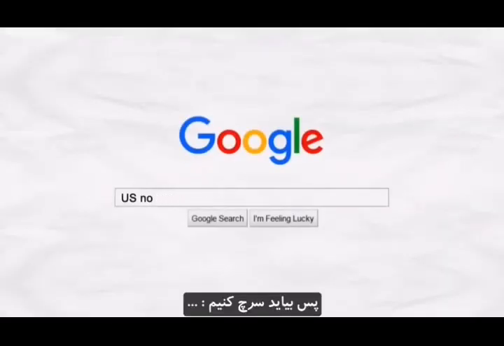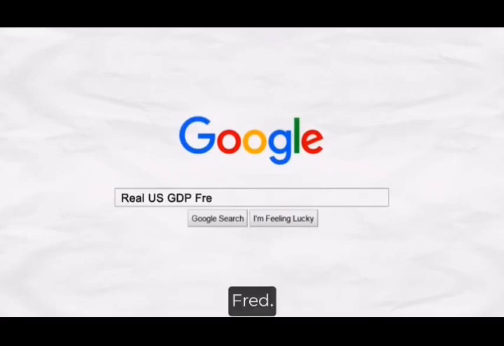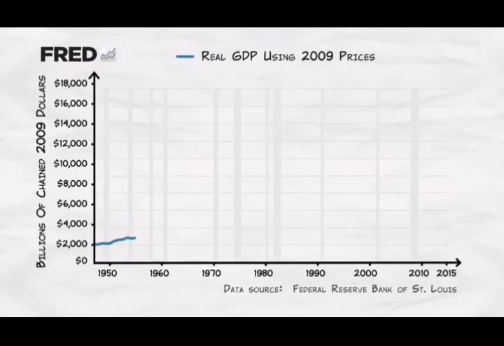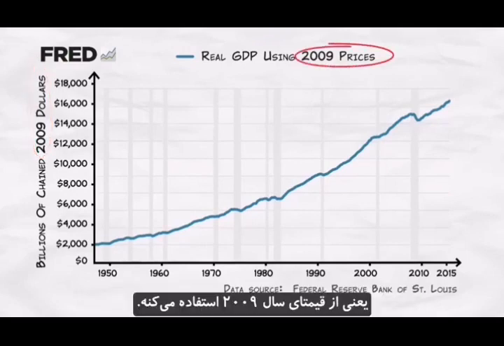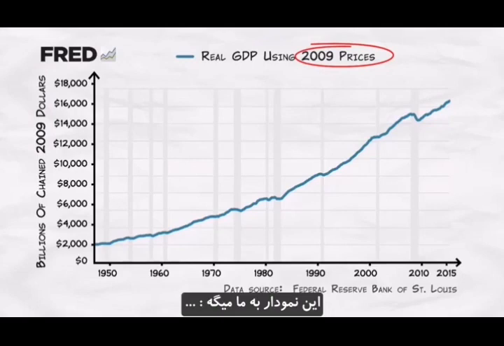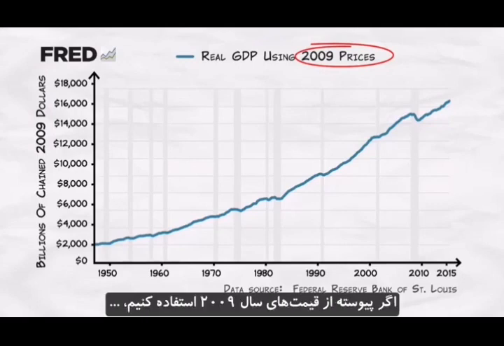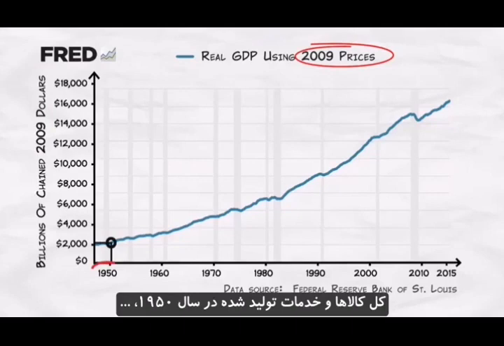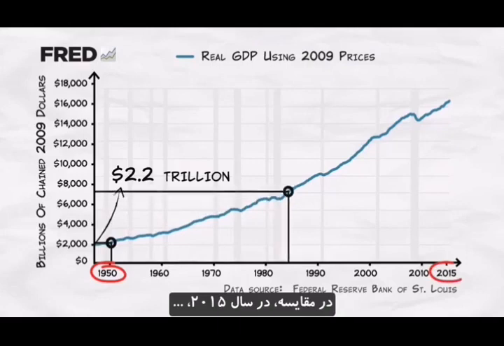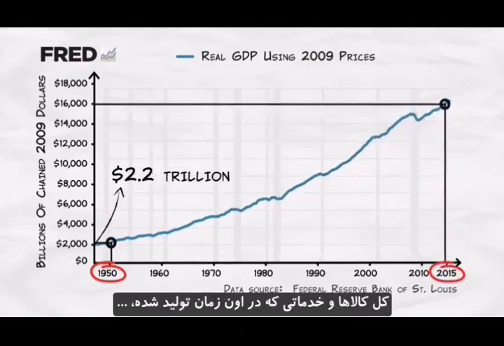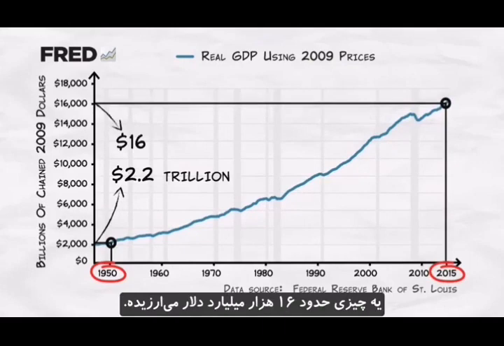So let's Google real US GDP FRED. Here's what we get. This graph measures real GDP in 2009 dollars. That means using 2009 prices. This graph tells us that using 2009 prices consistently, in 1950, all the goods and services produced at that time were worth about $2 trillion. In comparison, in 2015, all the goods and services produced at that time were worth about $16 trillion.